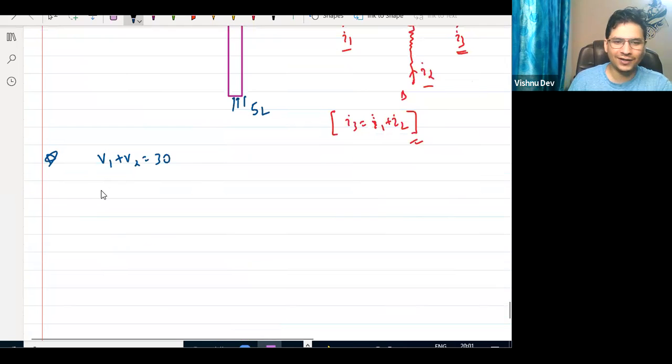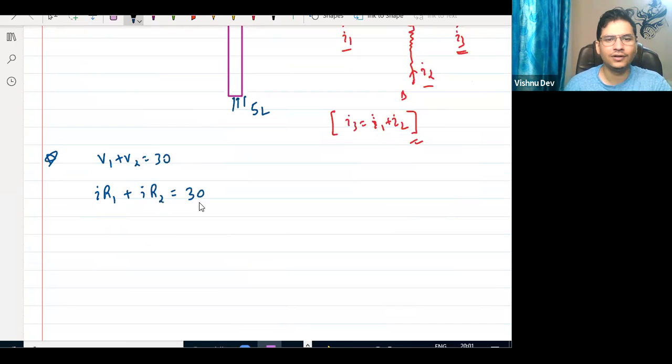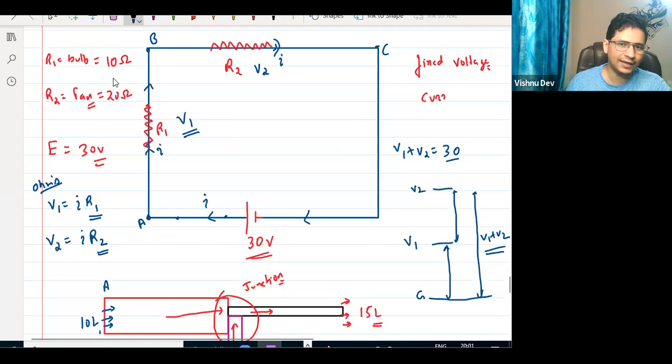So what is V1? I into R1. What is V2? I into R2. And this total is 30. Now tell me, do you know the value of R1? 10. And the value of R2? 20. R2 is 20 ohm.